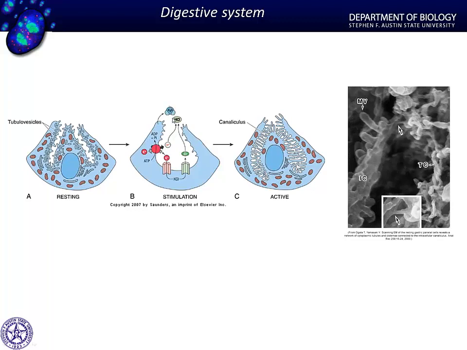And when the cell's actively pumping, here you can see those canaliculi that are created, those passages where the hydrochloric acid is actually outside the cell, even though it's deep, and that can diffuse out into the lumen of the stomach.